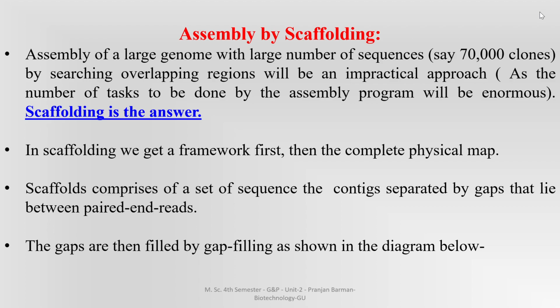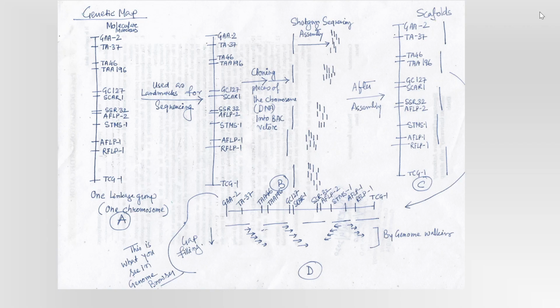Now, previously we have discussed assembly in my previous class. Here we are going to discuss a little bit about assembly by scaffolding. As I have discussed, you get a framework map, then you go for resequencing. Here in this diagram, I am showing you that A is a genetic map. Before you go for any sequencing, you have to have a genetic map.